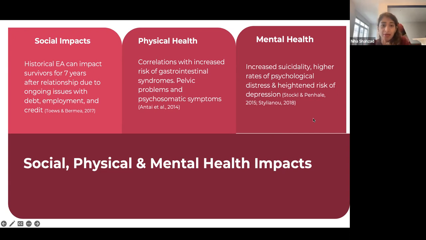Physical health impacts are correlated with economic abuse. There have been correlations seen in other studies between economic abuse and an increased risk of gastrointestinal problems, pelvic problems, and psychosomatic symptoms. And in terms of mental health, economic abuse sees a correlation with increased suicidality, higher rates of psychological distress, and heightened risk of depression.